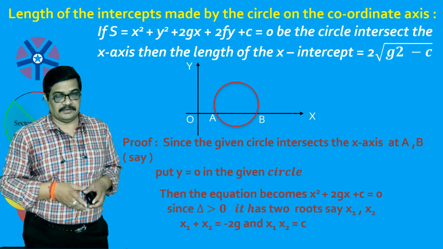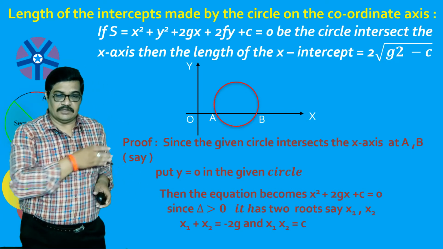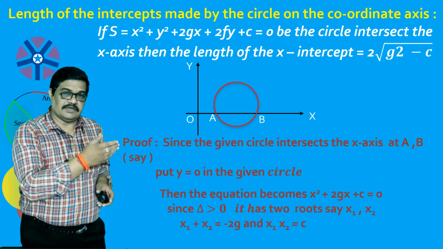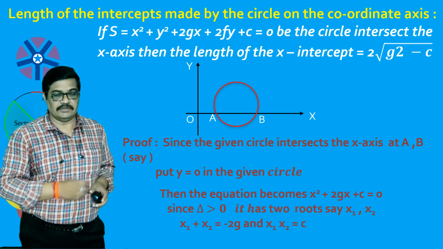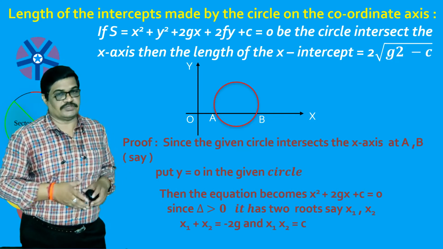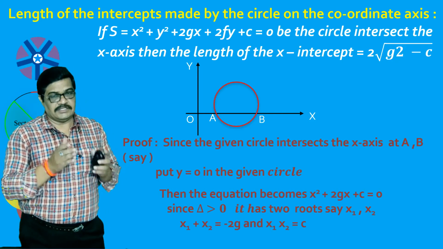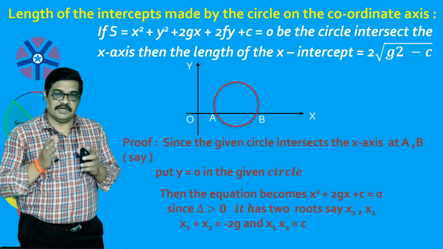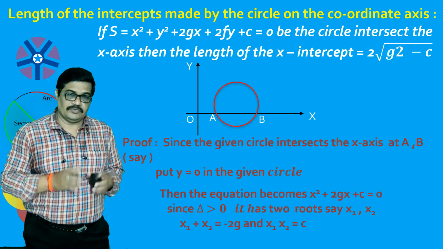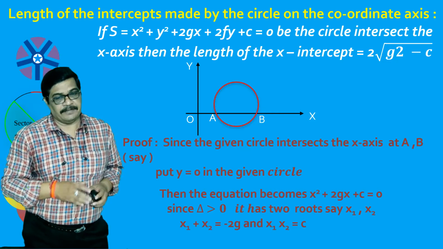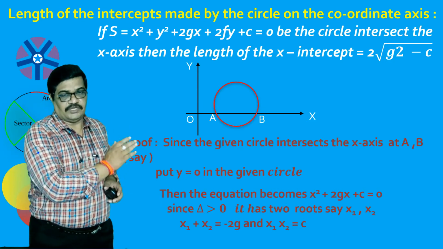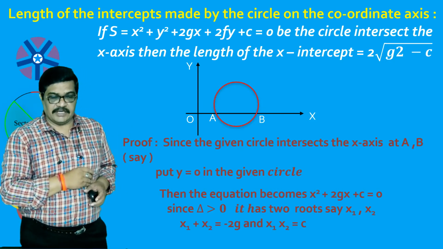This is a real circle, so x has real values. So the discriminant delta is greater than 0. It has two roots. So this is the equation in x. Those two roots are the x coordinates of A and B. Okay. Now we take these roots as x1, x2.